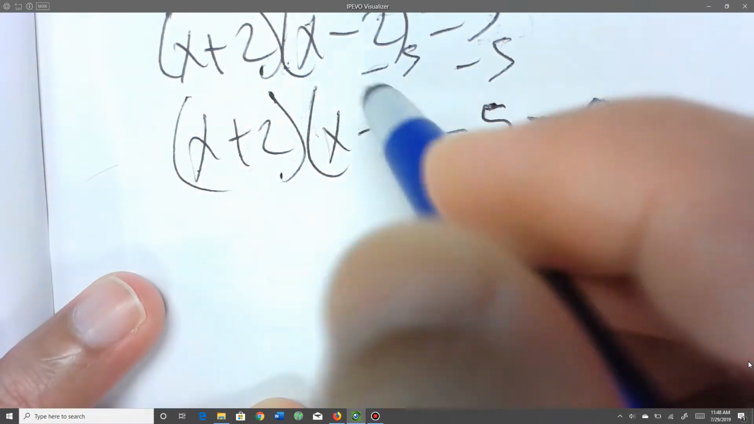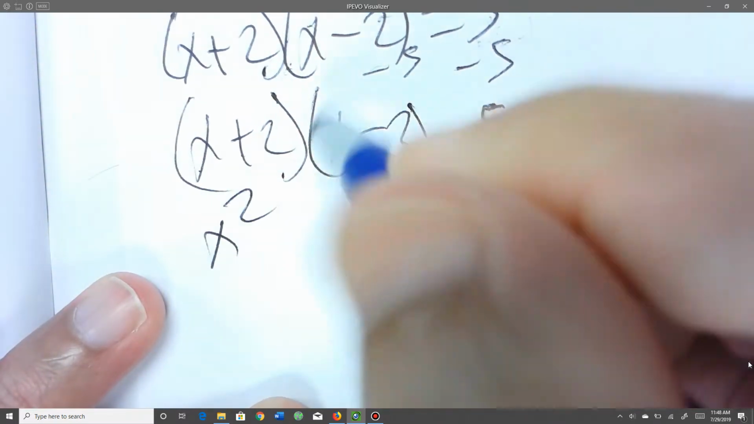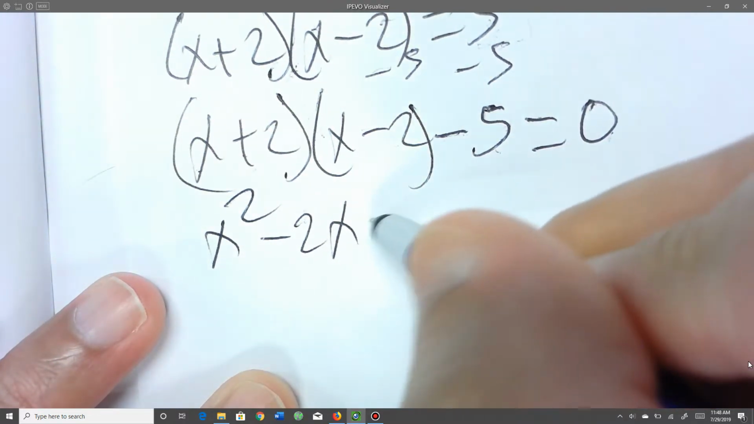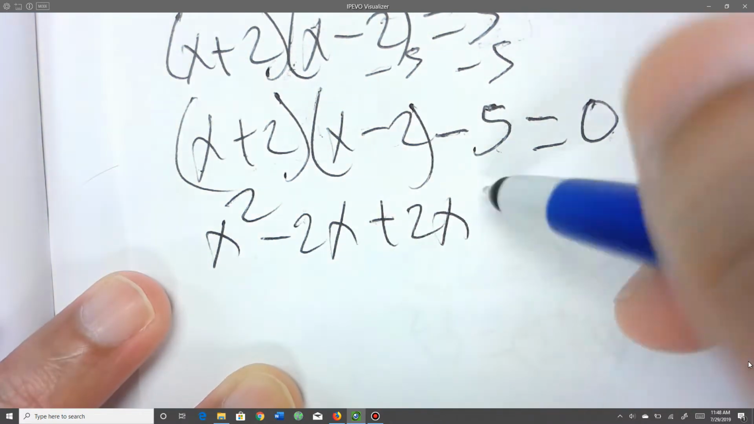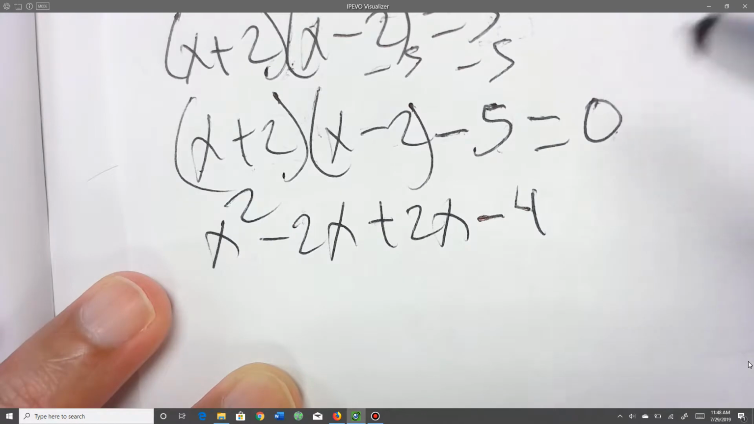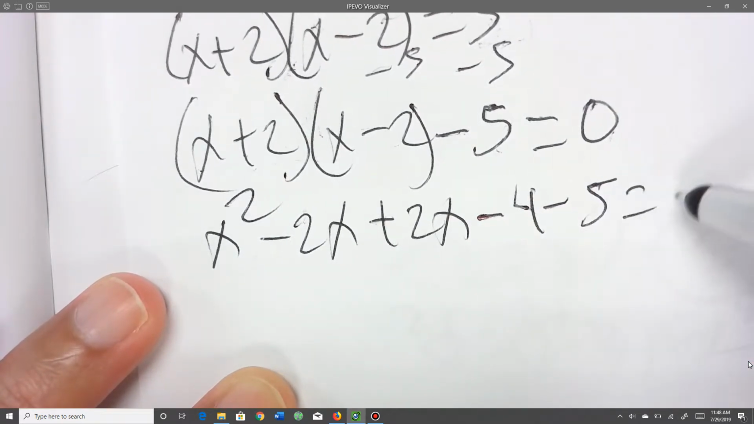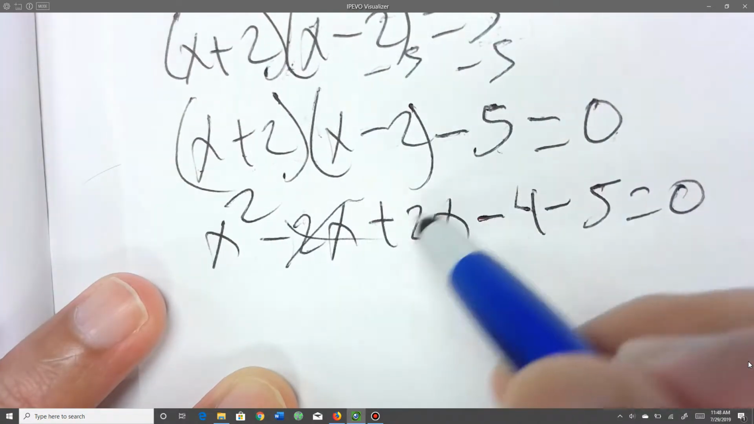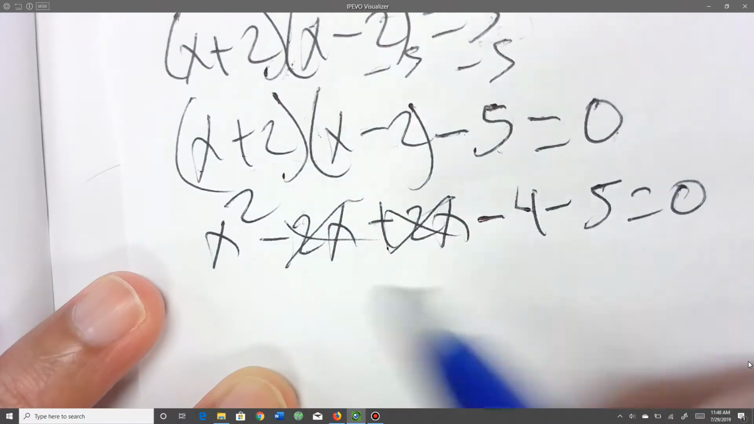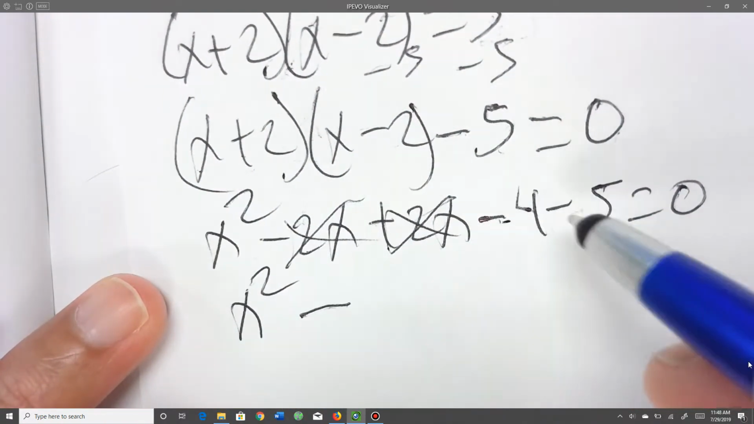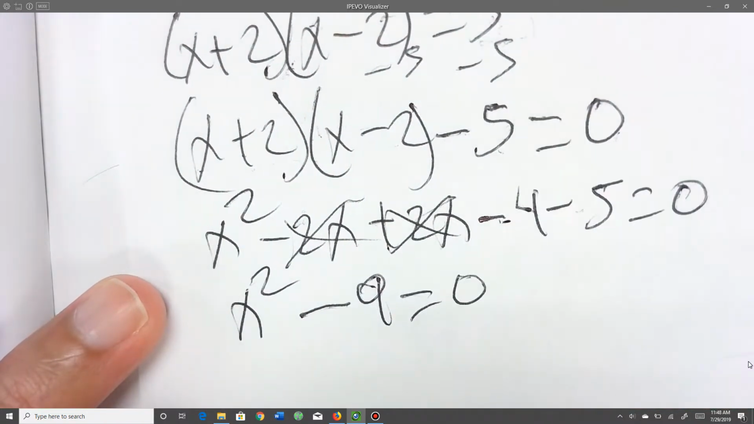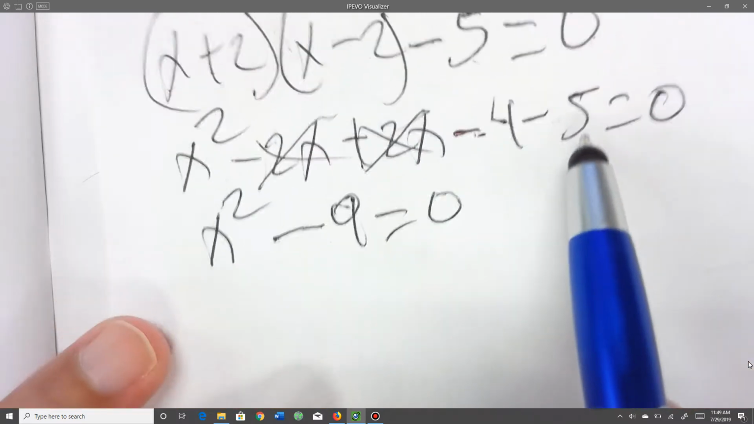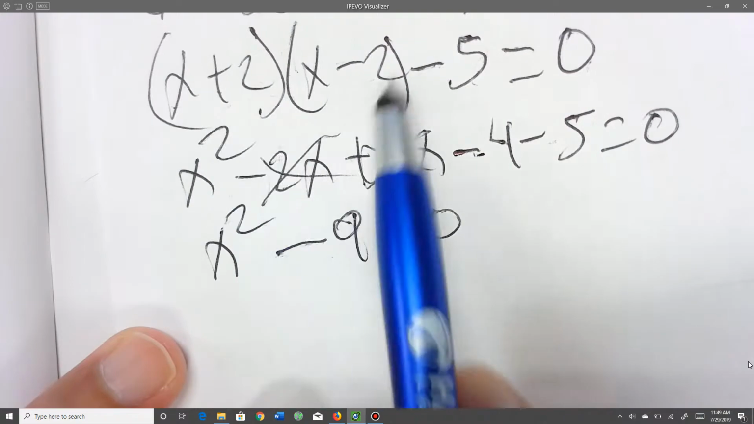So we'll go ahead and multiply x times x is x squared, x times negative 2 is negative 2x, 2 times x is positive 2x, negative 2 times positive 2 is negative 4, negative 4 minus 5 equals 0. Combine like terms. In this case, these cancel out, and then rewrite my x squared. Add these two together. That's negative 9 equals 0. Okay. So now I have successfully combined this negative 5 into all of this.